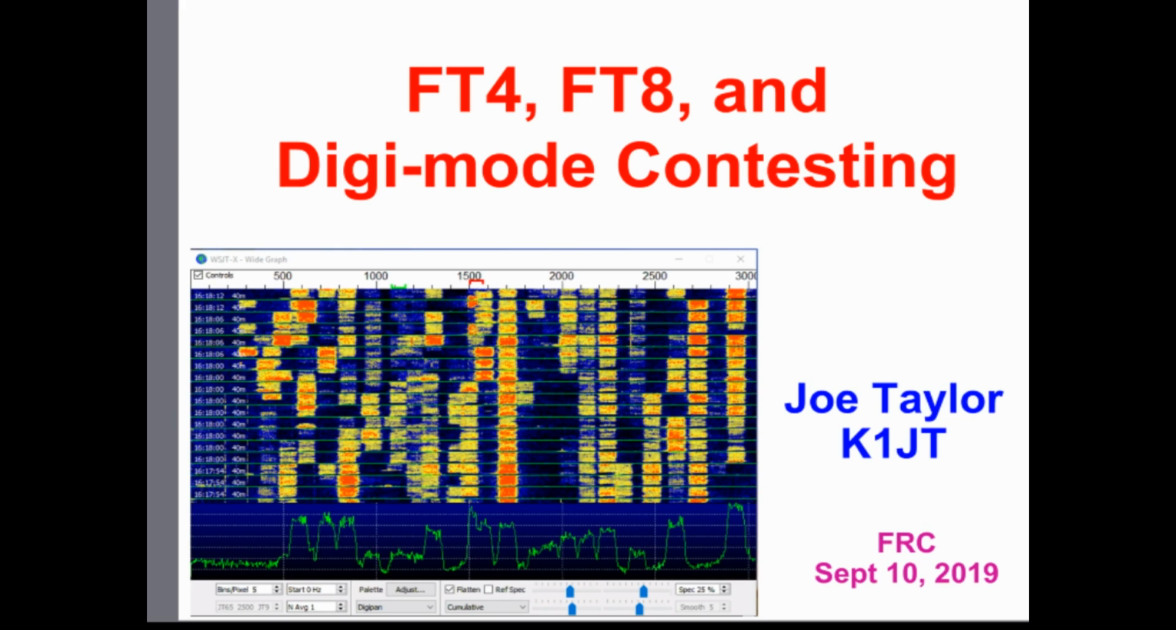But because here the target operators are guys that have SSB transceivers, we expect most of them only have 3 kilohertz or so. So that's what we aimed it for. As SDRs become more widespread, we could easily rework the program to accept a much wider band.